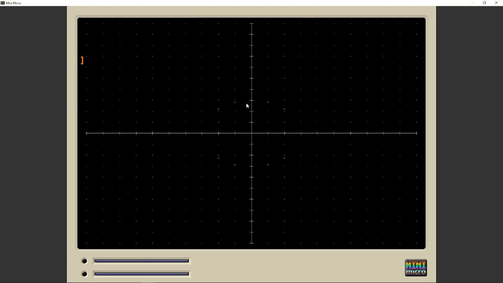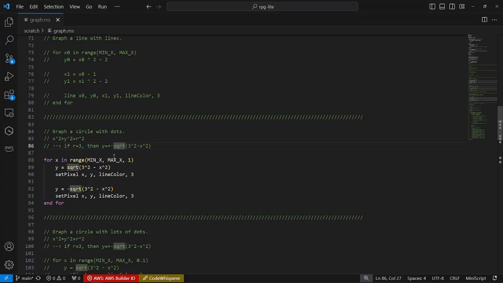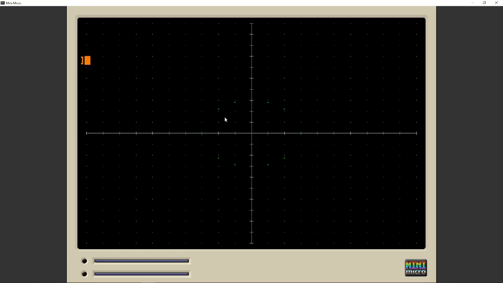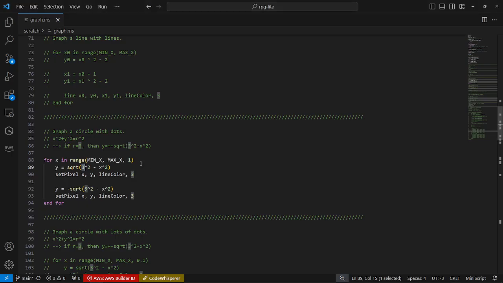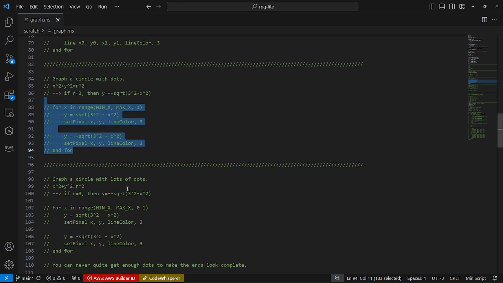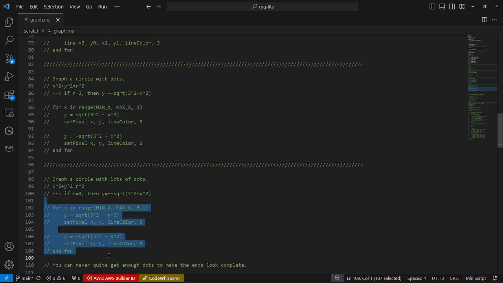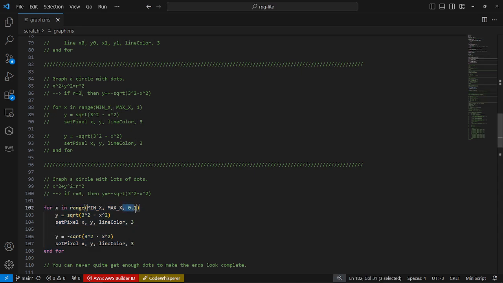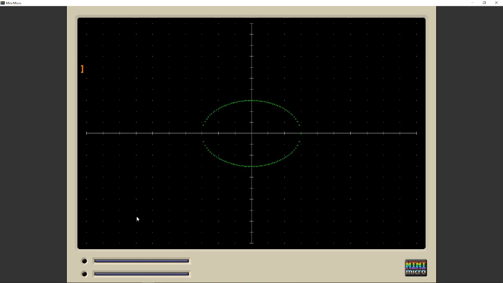And you can see there's dots here. It goes all the way out to negative 3, because r is 3. So it goes to 3, minus 3, plus 3, minus 3, and there's all your dots. Doesn't really look like a circle, because we don't have enough dots. So let's graph a circle with lots of dots, setting our step along that range to 0.1 instead of 1, so we'll have 10 times as many dots. That looks more like a circle.